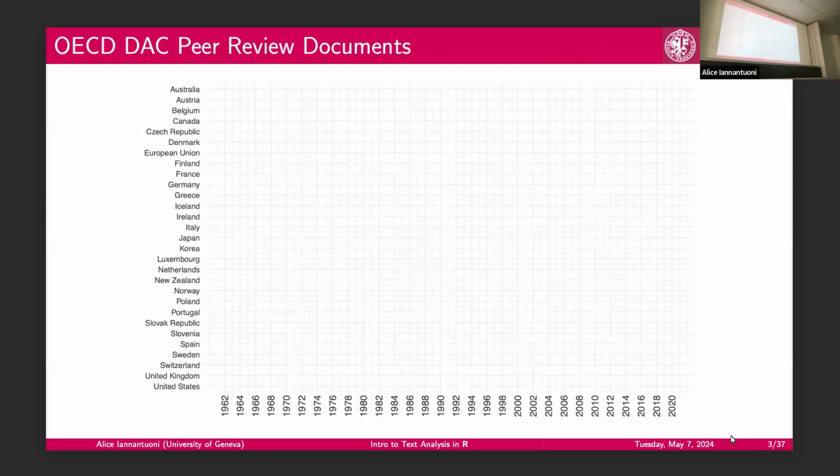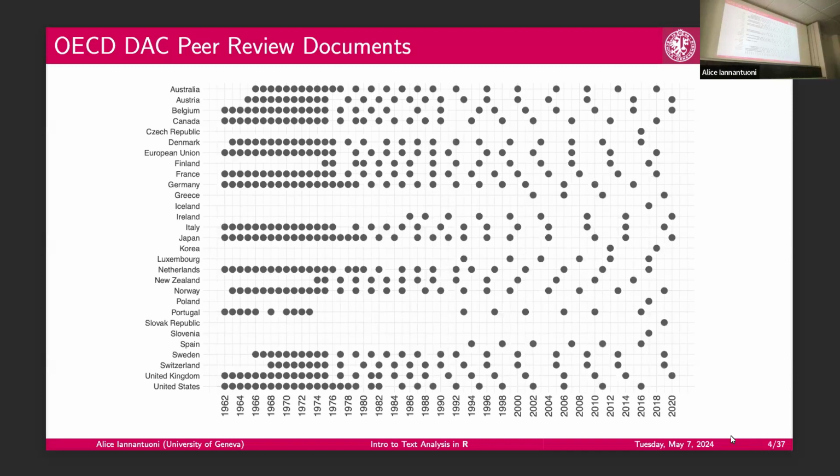So what does this universe of peer reviews look like? I'm about to populate this figure. Let me start by pointing out that on the X axis, you have the time. On the Y axis, you have every country that is a member of this organization. And now dots are going to appear to indicate reviews, right? So you can see that in the early years, reviews were occurring every year for each country. And then over time, they became more rare.